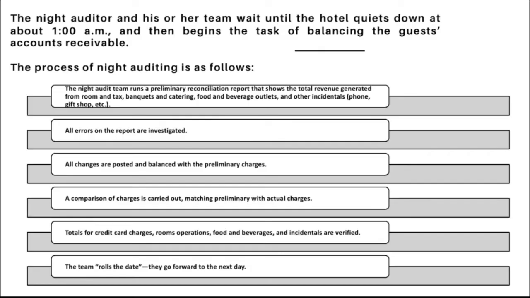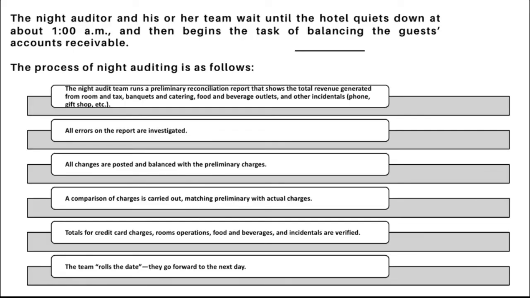A comparison of charges is carried out, matching preliminary with actual charges. So, it is very important to determine kung match ba, kung parehas ba yung mga charges na inilalagay natin or ini-input natin. Baka naman kasi mamaya merong mali, okay? May kulang tayong charge na nailagay sa guest folio o kaya naman minsan may mga sobrang charges na which is kailangan natin ma-minimize or ma-avoid.